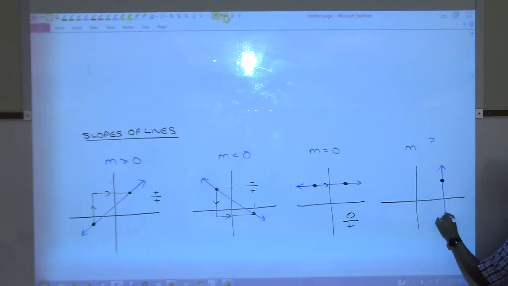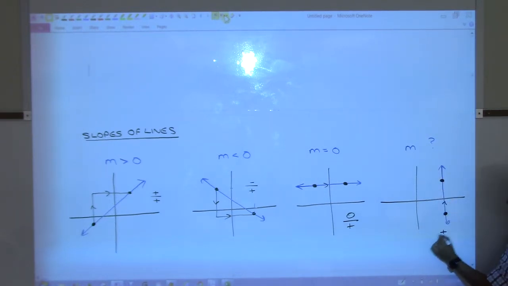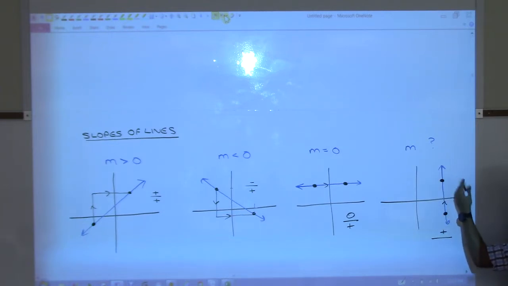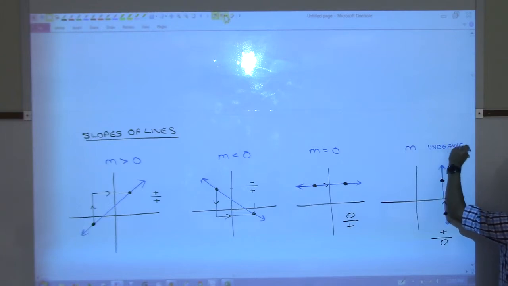Now look at this one here. If I try and get from one point to the other, what's my rise here? Let's say I go from here to here. My rise would be positive, wouldn't it? And I'm going to divide that by what? My left and right. But I'm not moving left and right, am I? So I'm dividing by 0. And haven't you been told your whole life that you cannot divide by 0? Right? So when you get to this very special case where you're looking at a vertical line, the slope is actually undefined. A vertical line does not have a defined slope.